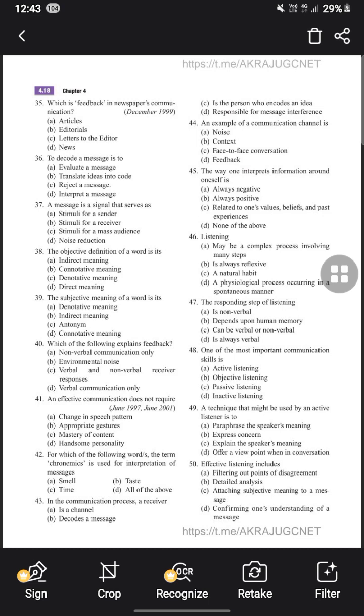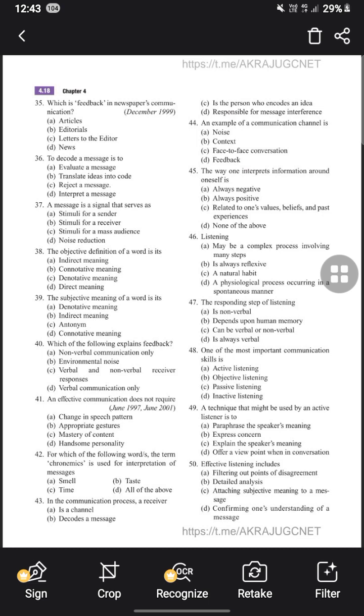The way one interprets information around oneself is related to one's values, beliefs, and past experiences. Listening is what? 46 is A, a complex process involving many steps. The responding step of listening can be verbal or non-verbal. One of the most important communication skills is what? 48 is A, active listening.